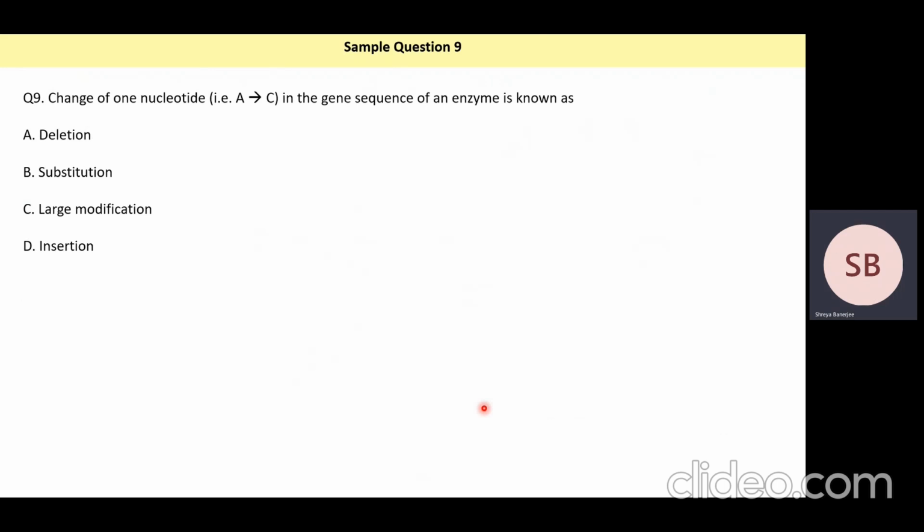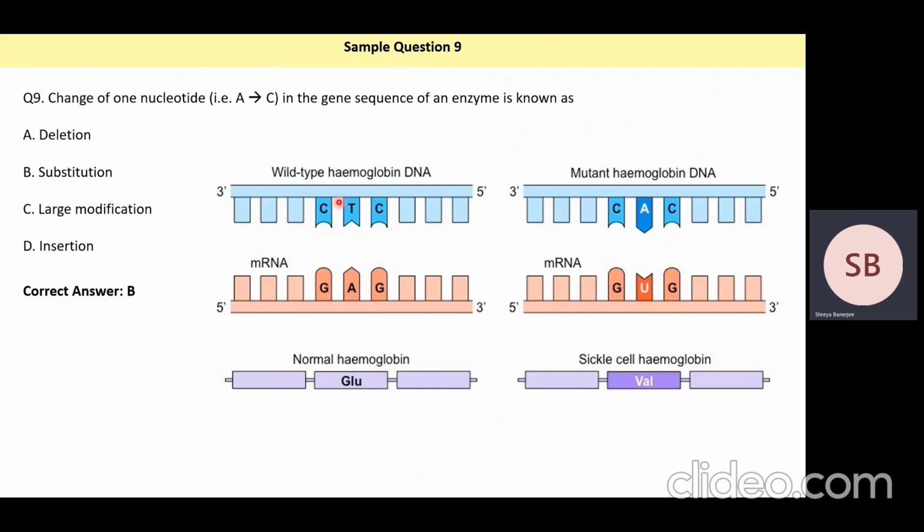Question 9 asks, a change in one nucleotide, like A to C, in the gene sequence of an enzyme is known as what? So the correct answer is substitution. If you have a wild type CTC nucleotide sequence and you mutate the sequence to get CAC, where the T is changed to an A, this is called substitution of one nucleotide, and it can cause a change of an entire amino acid. Like initially CTC was coding for glutamic acid, and now it is coding for valine.